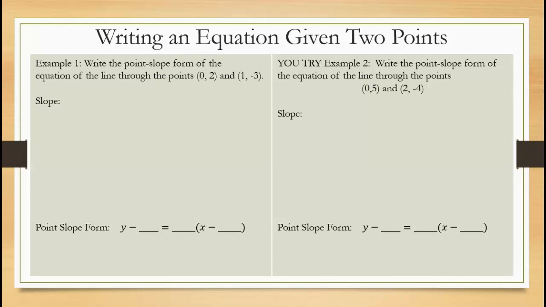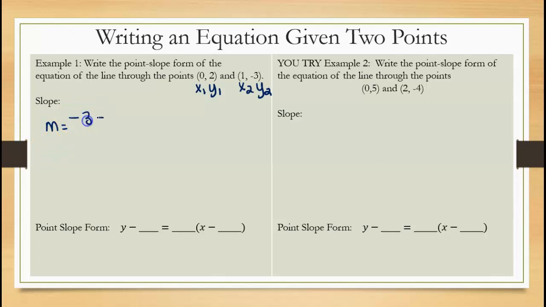So if I want to write an equation given 2 points, I have to start by finding the slope. So this is my x1, this is my y1, this is my x2, this is my y2. Remember, you should already have your slope formula in your notes, so you shouldn't have to have me write that for you again. If you don't have it, go back and write that down now.